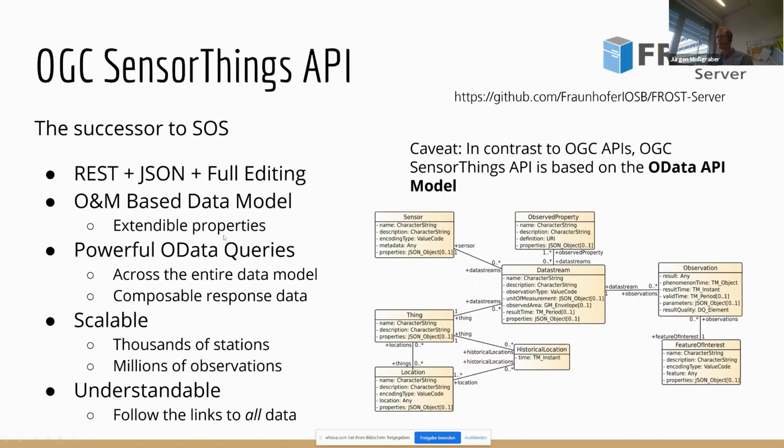It looks very simple, but it's very powerful at the same time. As I said, my colleague Hylke van der Schaaf is working on the specification of the standard, and we also provide an open source implementation, the FROST server, if you want to take a look at that. It's fully standard compliant, and there are also Docker images available on GitHub, and you can directly start putting your data into such a server.